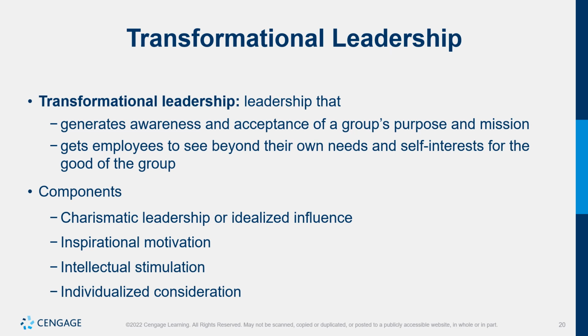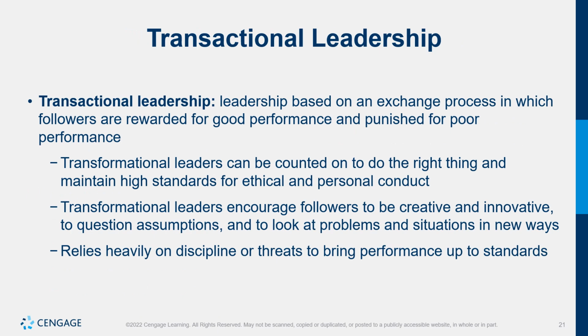Transformational leaders go further by generating awareness and acceptance of the group's purpose and mission, and by getting employees to see beyond their own needs and self-interest for the good of the group. Transformational leadership has 4 components, charismatic leadership or idealized influence, inspirational motivation, intellectual stimulation, and individualized consideration. While transformational leaders use visionary and inspirational appeals to influence followers, transactional leadership is based on an exchange process in which followers are rewarded for good performance and punished for poor performance.